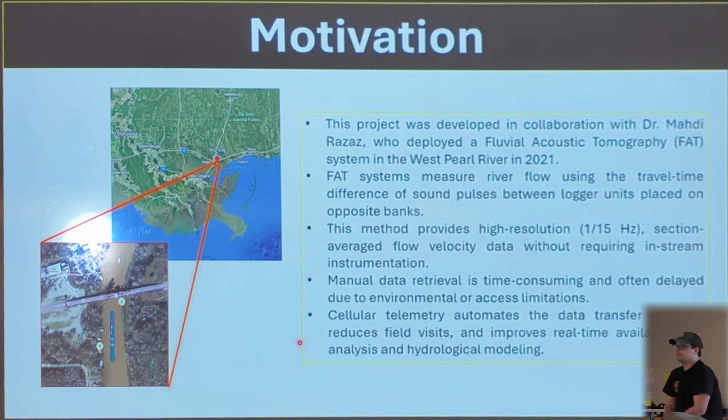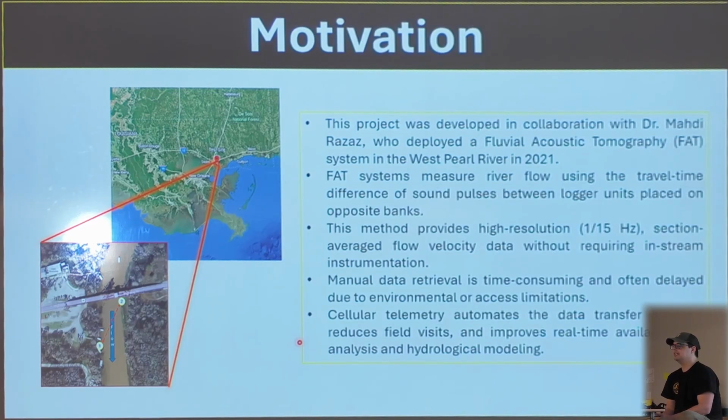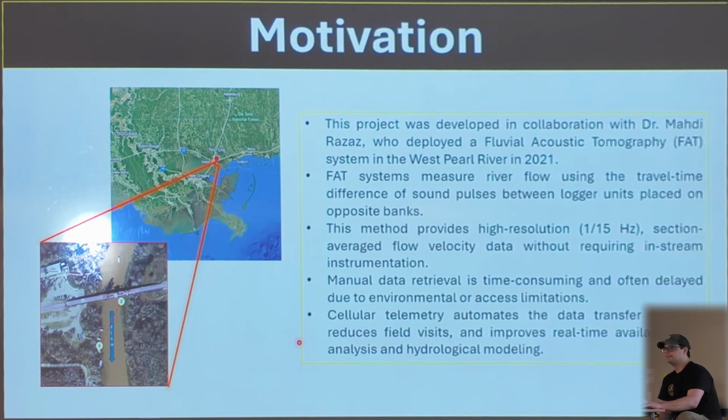Currently, data from these systems has to be manually retrieved, so the researcher has to go to the test site. They either have to pull the SD card that contains the data, or they have to secure shell into the system and download the data that way. It's simple to do, but it's time consuming. This is time that can be better spent on further developing the system itself. So cellular telemetry automates this data transfer process, reducing field visits drastically and freeing up more time for other parts of the research.